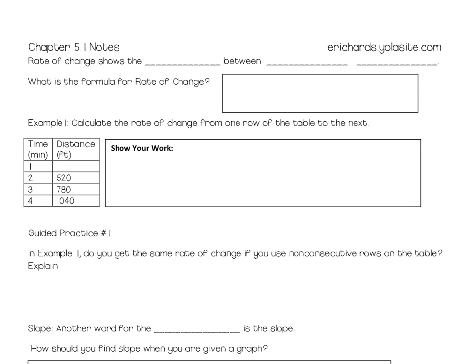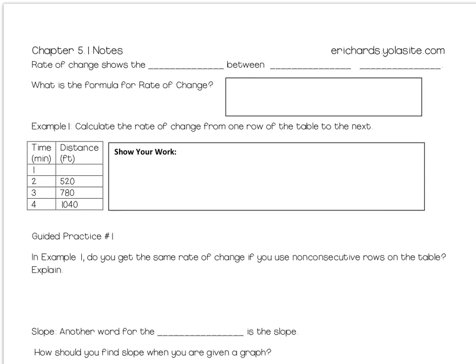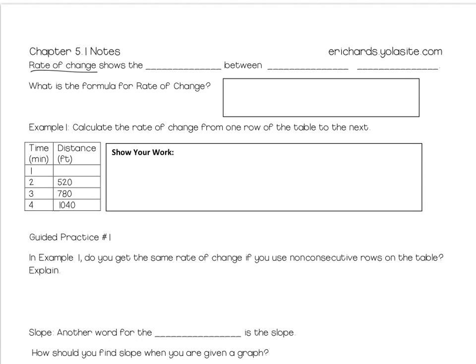Chapter 5.1, Rate of Change and Slope. Your objective for this chapter is to find rates of change from tables and to also find slope from a graph. The first vocabulary you need to know is rate of change. It shows the relationship between two changing quantities.